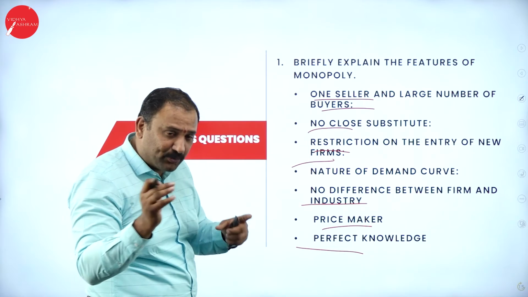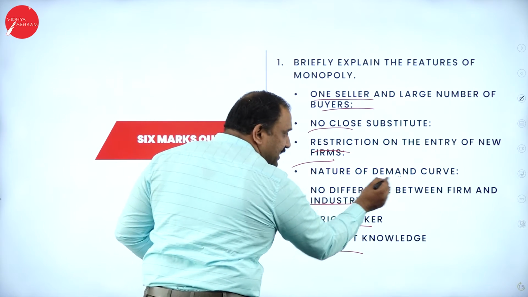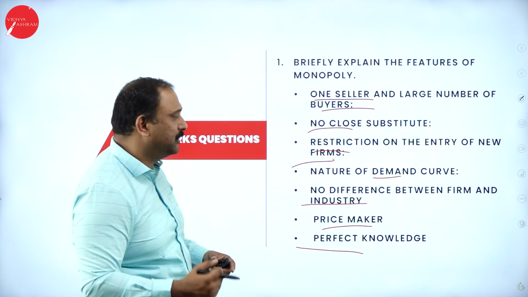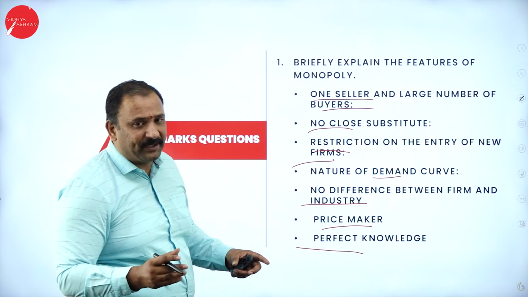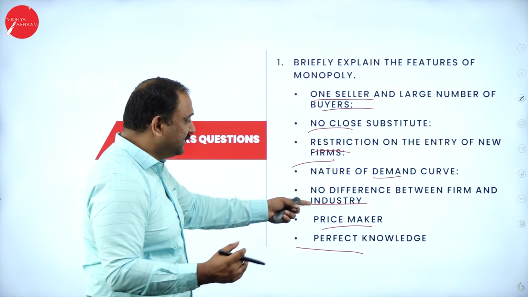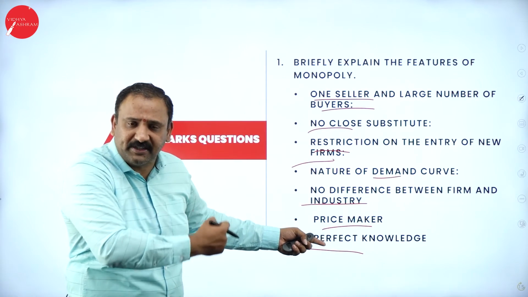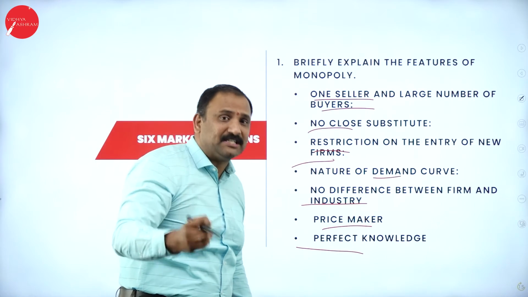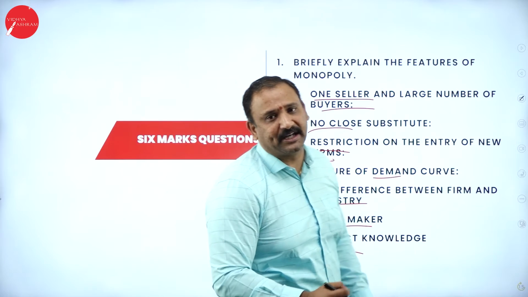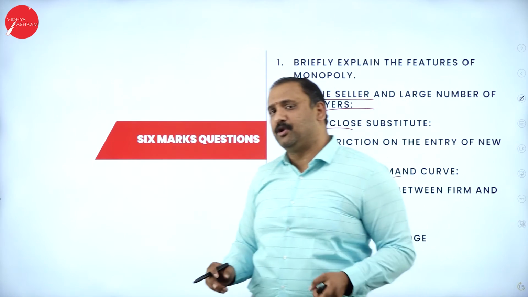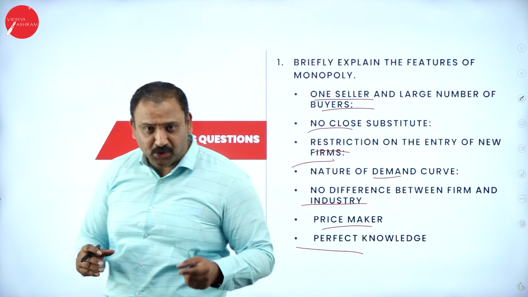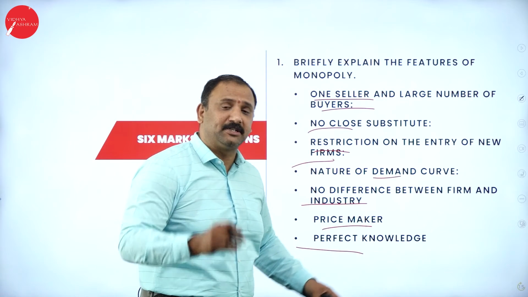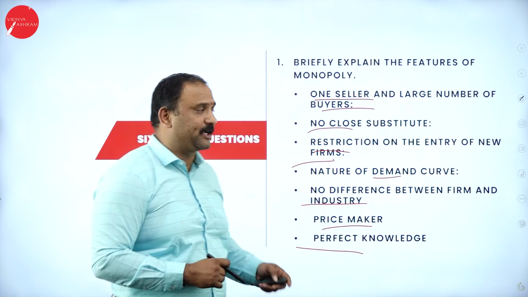The main thing that you need to add is the nature of the demand curve. This is a new point that you're learning. No difference between firm and industry because it's all the same there. This is a price maker, which we have learned in the chapter summary itself. And the most important thing, the monopolist perfectly knows the market. So there is no way you can cheat the monopoly. You can't tell him, sir, I know better than you. No, this is where the monopolist is going to have complete control on the market.